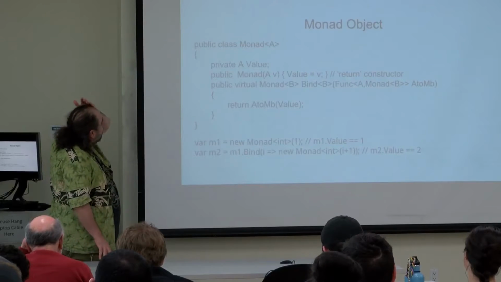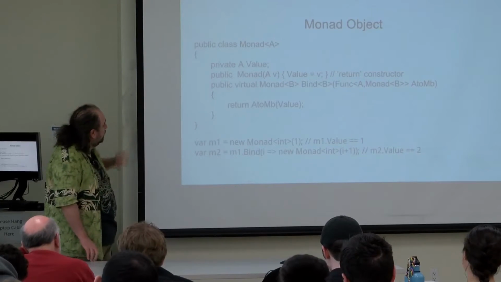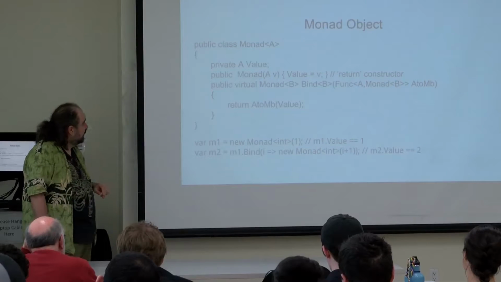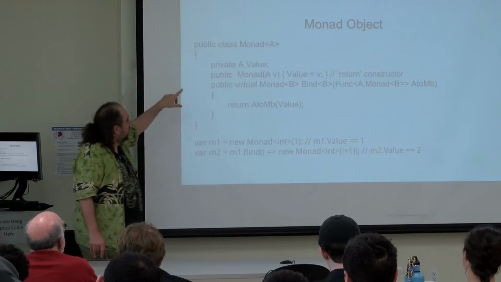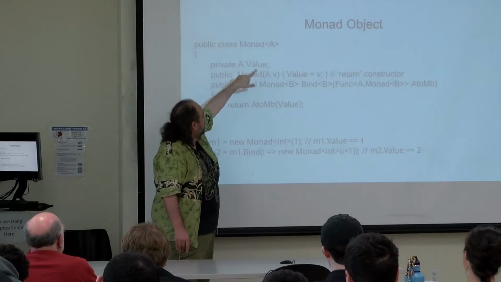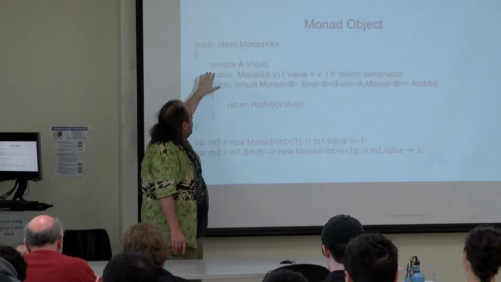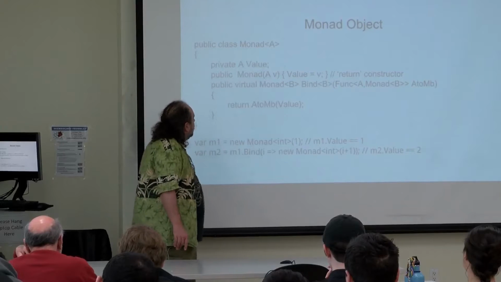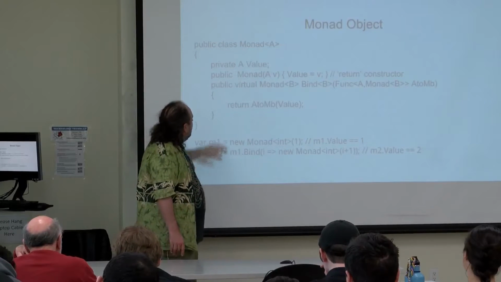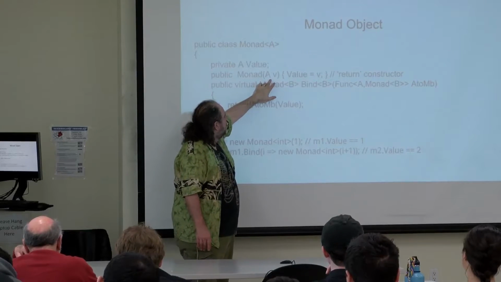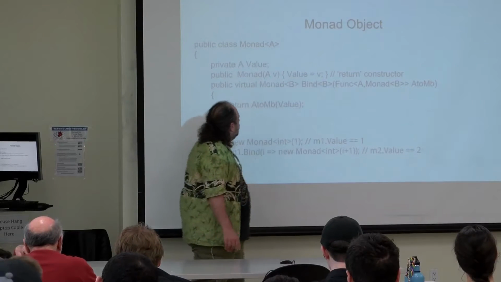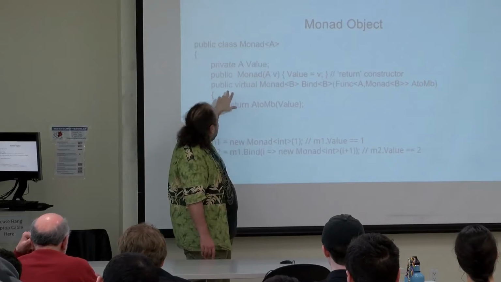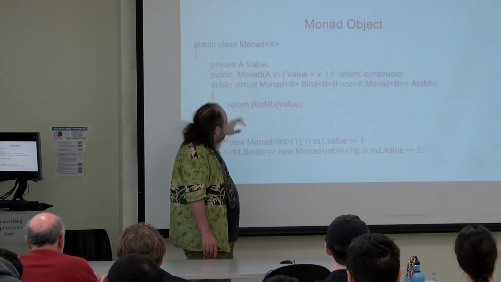Okay, so here's an example of a monad object in C#, just to give you an idea of what I'm talking about here. You have a class that takes a parameterized type. You have an instance of that type that's your value, that's your private data. You have a copy constructor or a value constructor that takes a value, assigns it locally, and that's it. That's the return. You have the bind operation, which this is in C#.